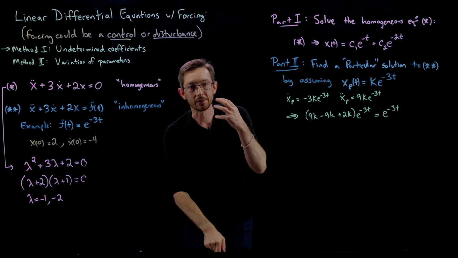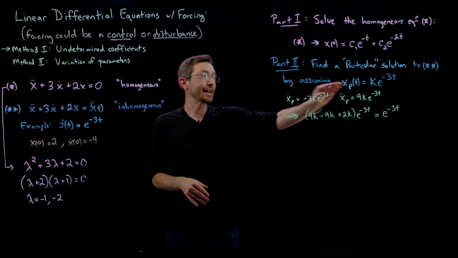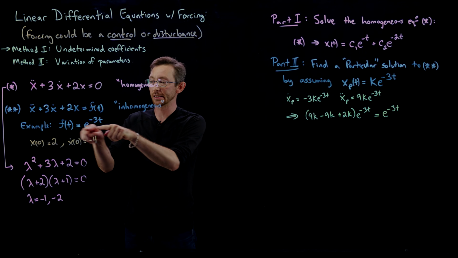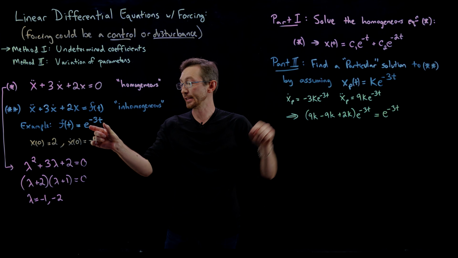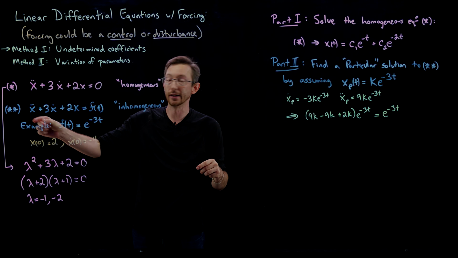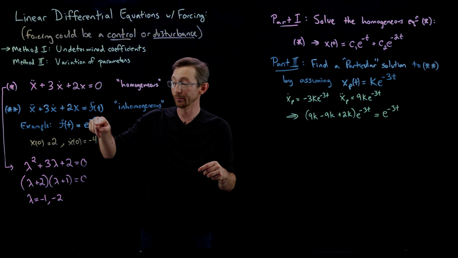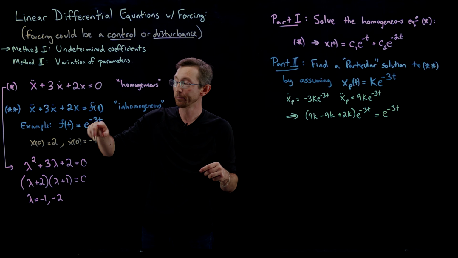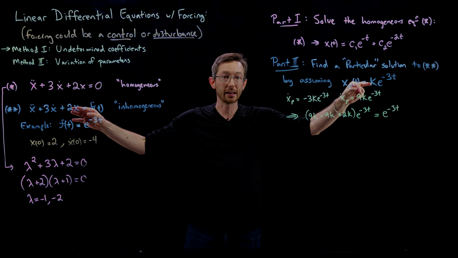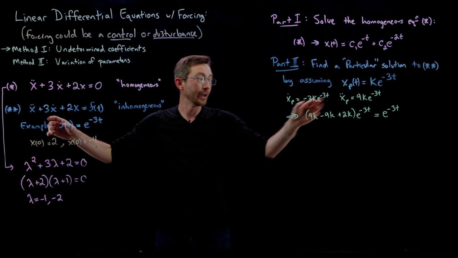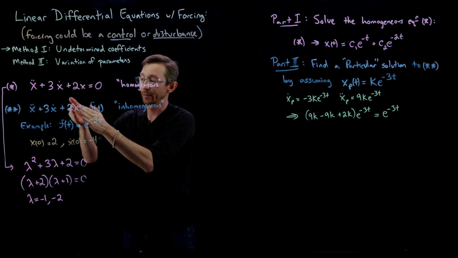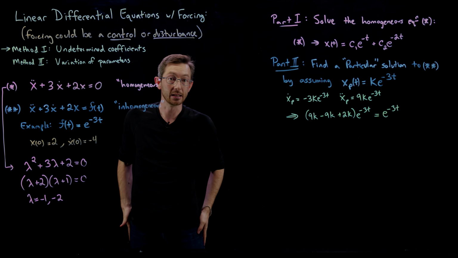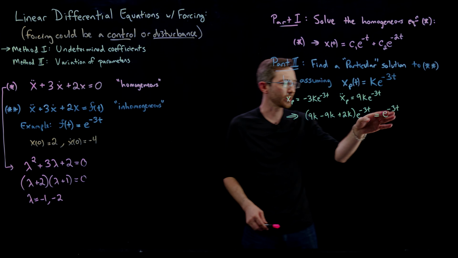And now I hope you're seeing why we guessed that the particular solution had this form, because we know that if our particular solution has this form, if I take its first derivative and its second derivative, it will still be of the form e to the minus 3t. And so by choosing this constant k carefully, I'll be able to find this particular solution that if I plug it in, all of these terms will add up exactly to equal e to the minus 3t. Good.